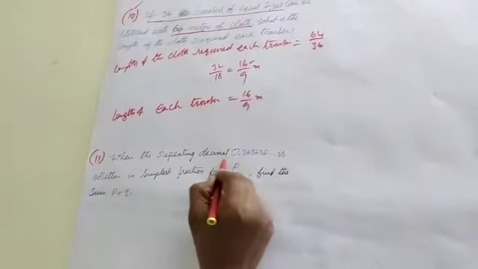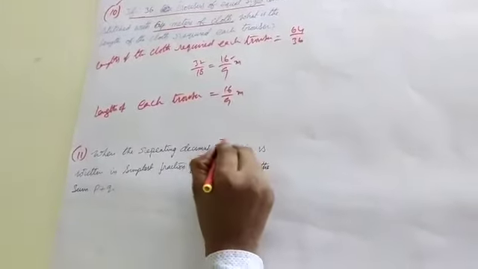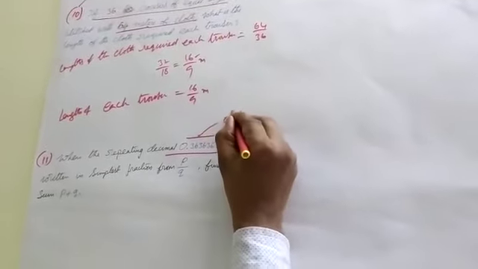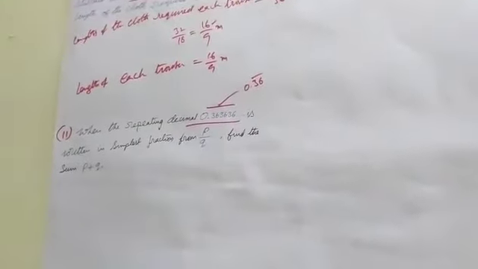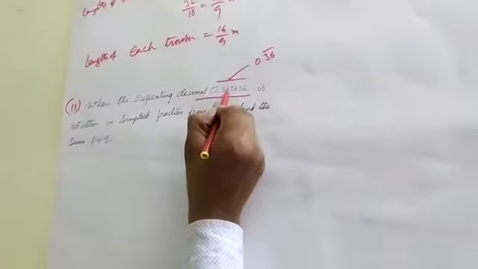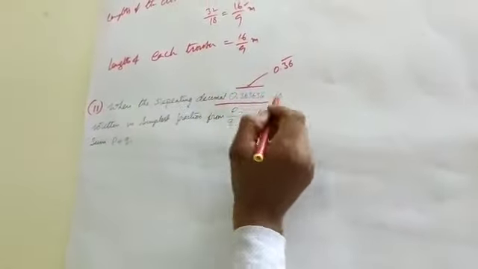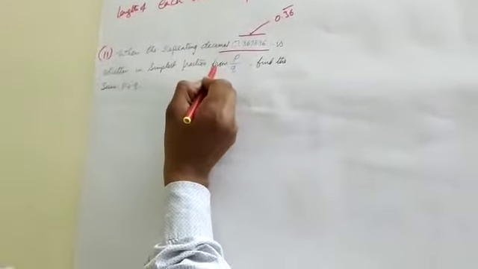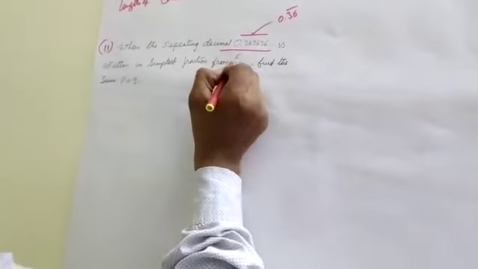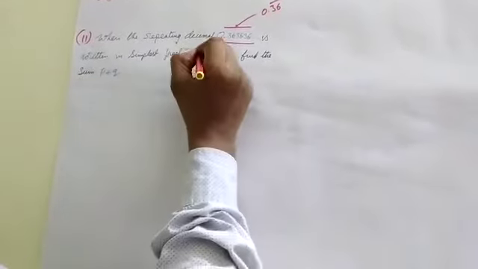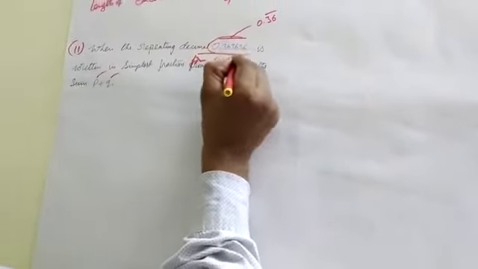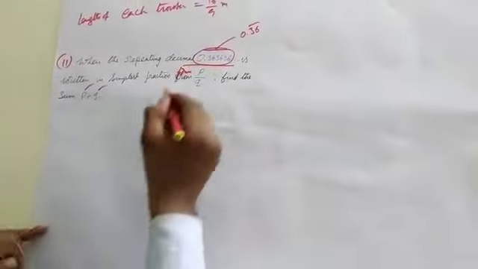The repeating decimal 0.36 bar, meaning 36 is repeating and so on, is written in the simplest fraction form P by Q. Find the sum P plus Q. First of all, find P by Q. Here, convert the decimal form to rational form.